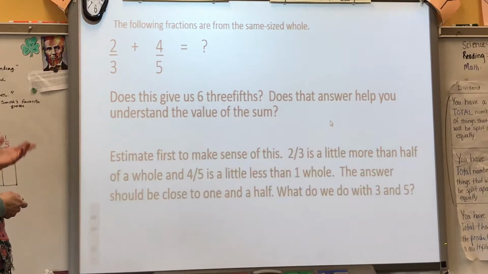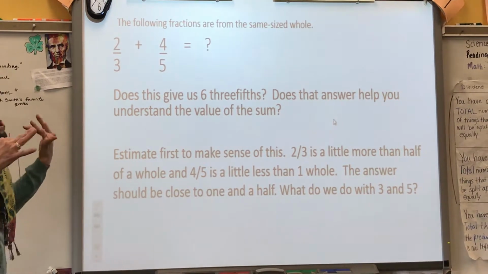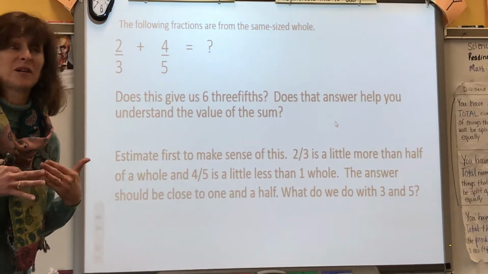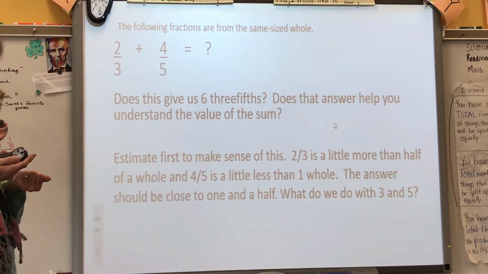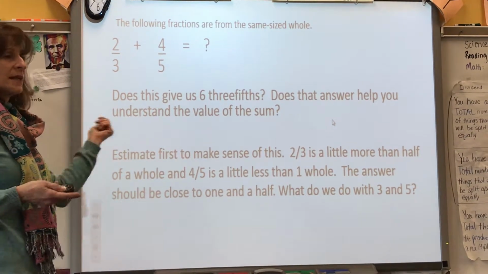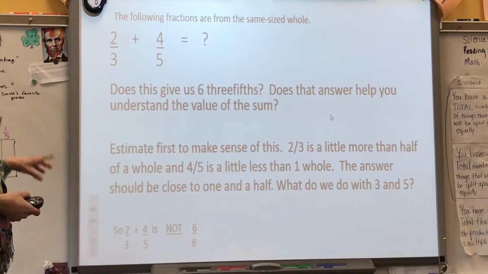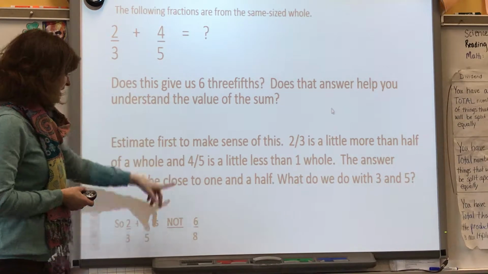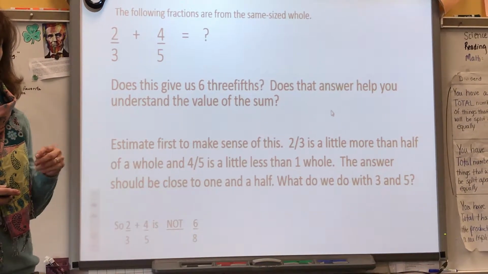So then we start talking about, let's estimate. 2/3 is more than half, and 4/5 is close to a whole. So shouldn't your answer when you put them together be about 1.5? And that's what we do a lot of with estimating addition. So if you added and got 6/8, it can't be 6/8 because 6/8 is less than a whole. So this is the kind of reasoning I want students to do.